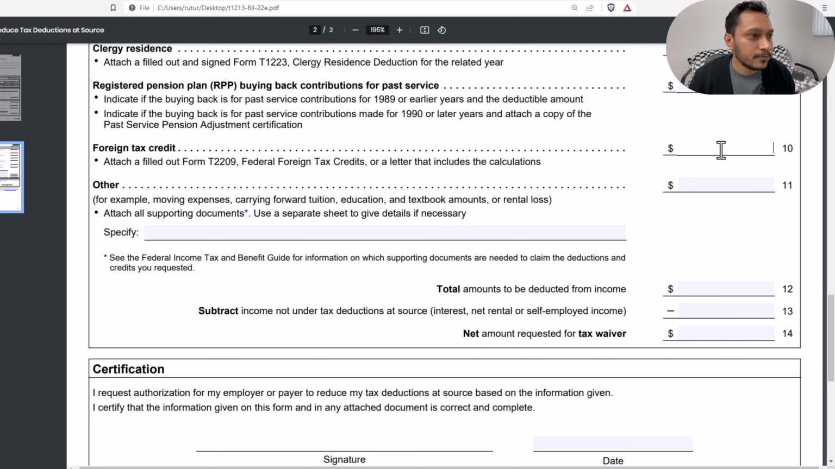Foreign tax credit. If you have any foreign businesses and already have some tax credit you would want to claim, then fill out this T2209 form and provide the calculations here so that you can reduce that as a part of your income as well.